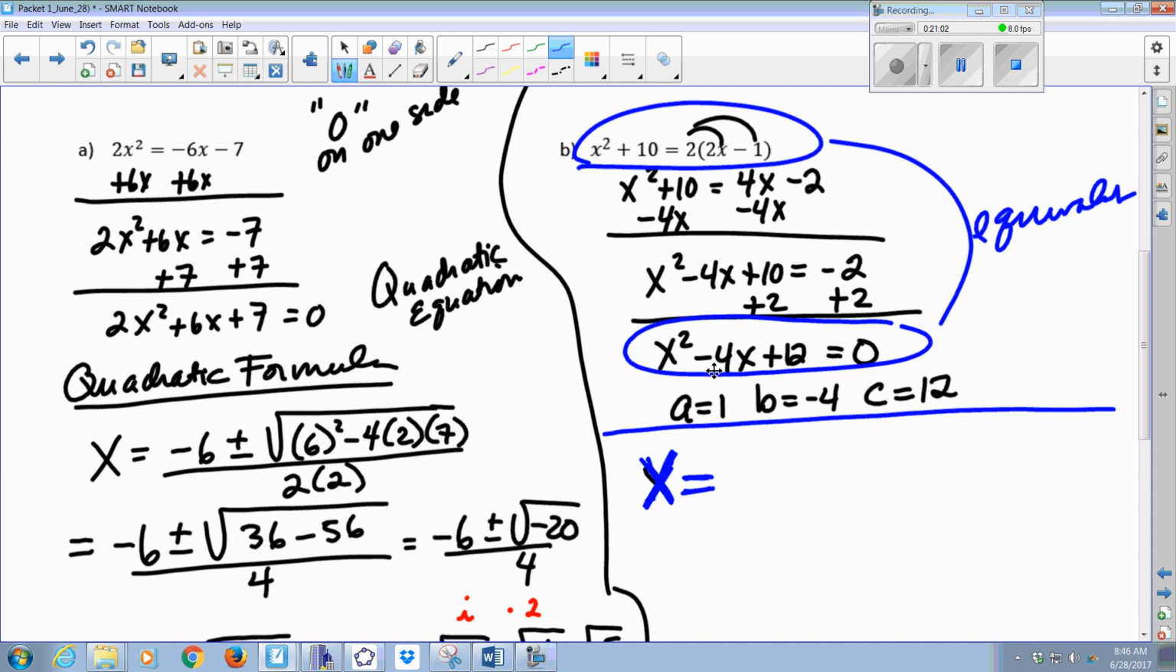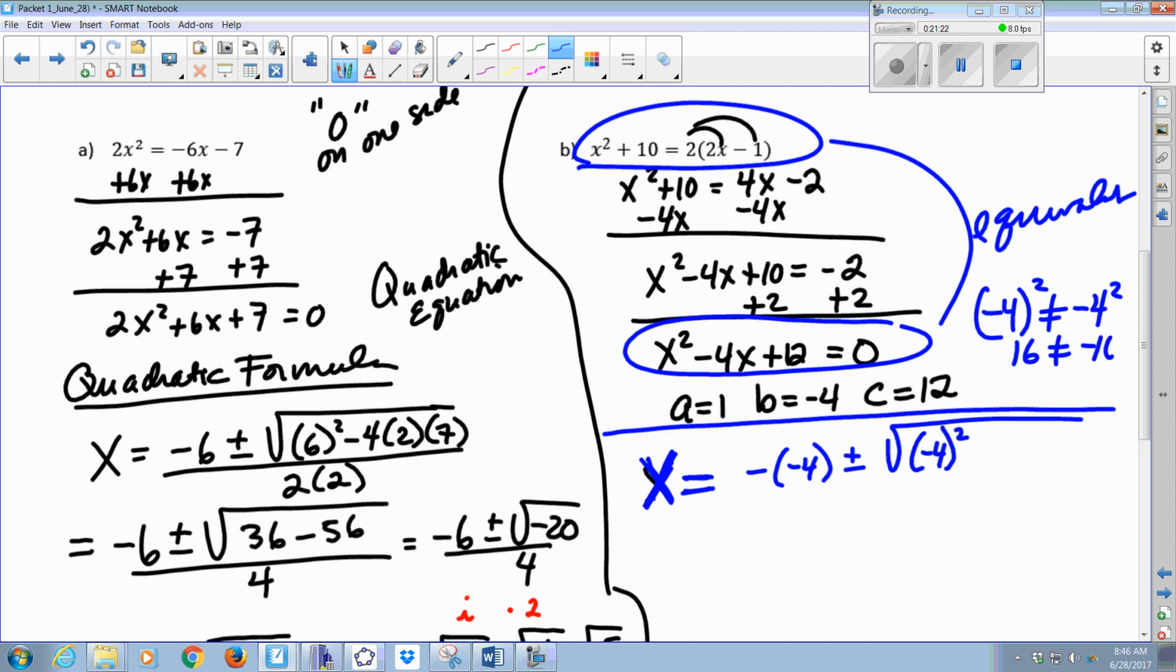Okay, so x equals, what does x equal? x equals the opposite of b plus or minus the square root of b squared. Make sure you put that -4 in parentheses, because remember, (-4) squared is not the same thing as -4 squared. This is 16 and this is -16. So if you just write a -4 squared here and write a 16, that's not correct. Minus 4 times 1 times 12, all over 2 times 1.